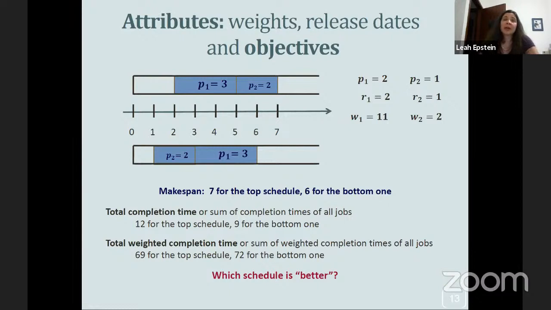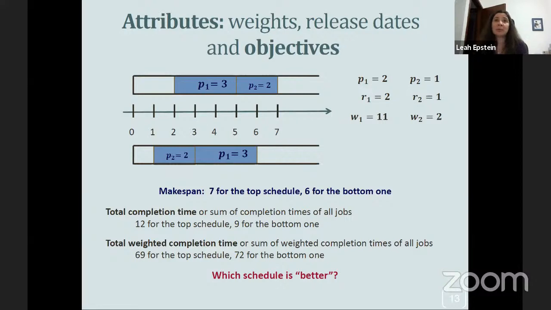So in this slide, we compare 2 schedules. You can see that in the top one and the bottom one, there are 2 jobs. There's no preemption, and there are release dates, so we can't start the first job before time 2. In the top schedule, we just wait until time 2 and then run it, and then afterwards we run the other job. In the bottom schedule, we decide that since the release date of the second job is 1, we swap them and can run them earlier.